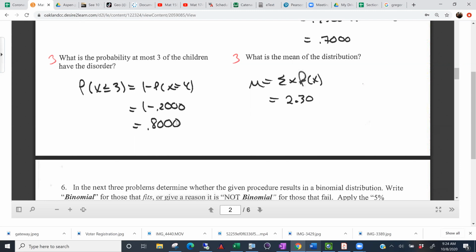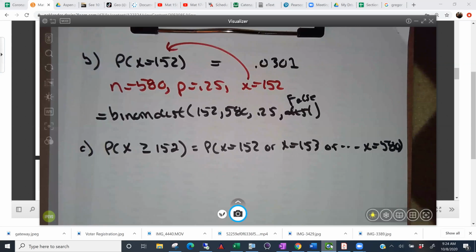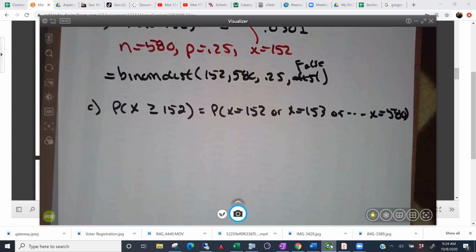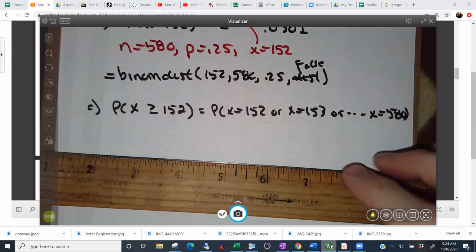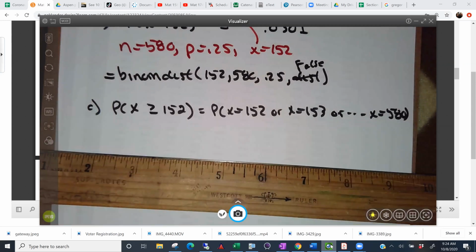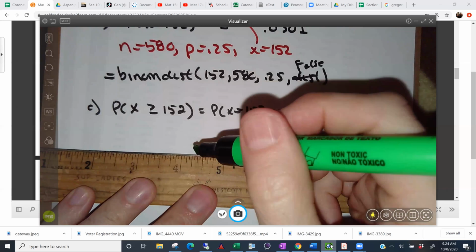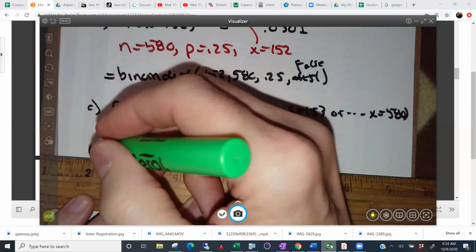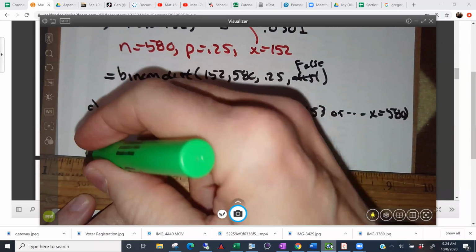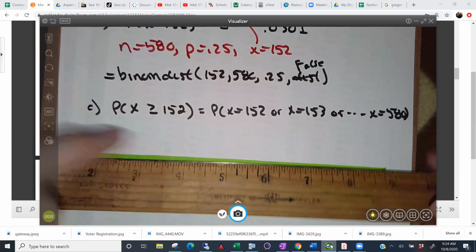So let's try and understand this problem a little bit more. This problem of trying to find the probability that X is greater than or equal to 152. Draw ourselves a little scale here.